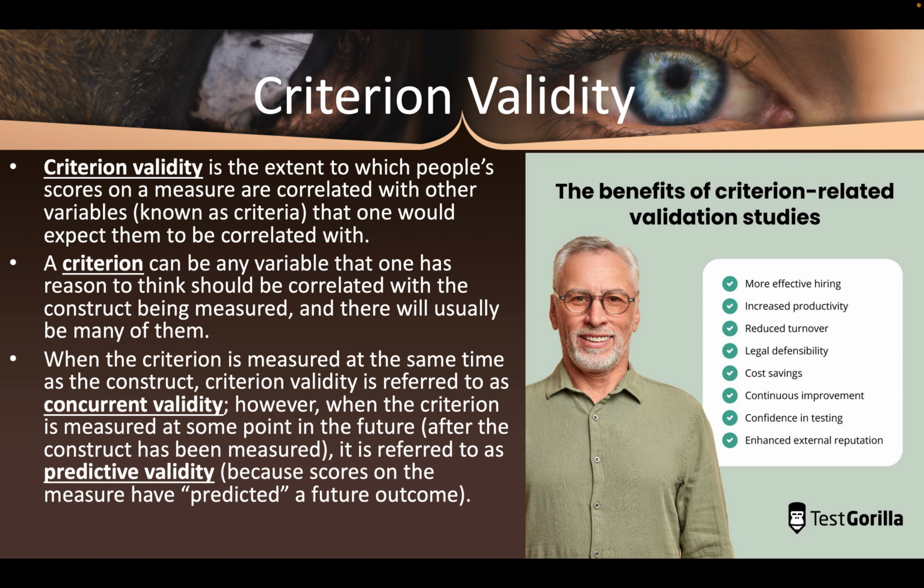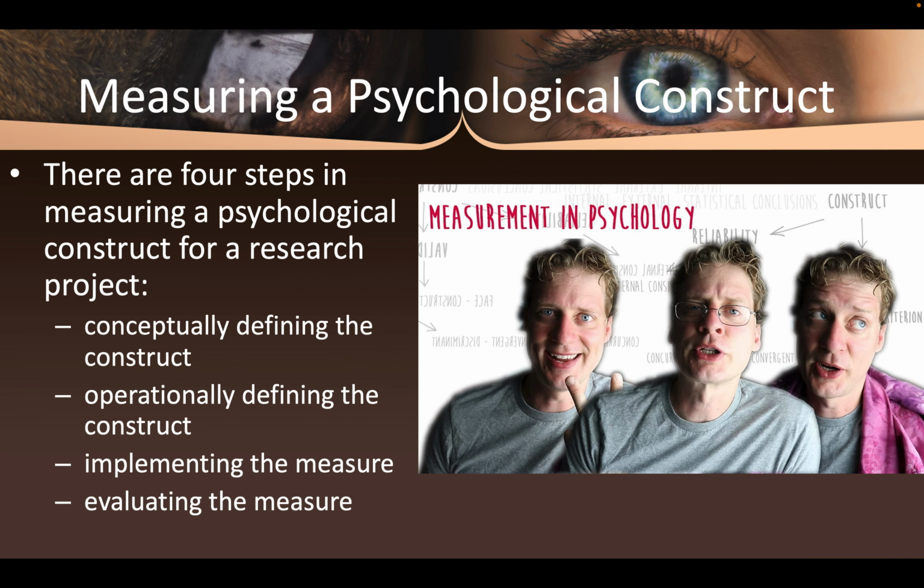However, when the criterion is measured at some point in the future, after the construct has been measured, it is referred to as predictive validity because scores on the measure have predicted a future outcome. There are 4 steps in measuring a psychological construct for a research project: conceptually defining the construct, operationally defining the construct, implementing the measure, and evaluating the measure.